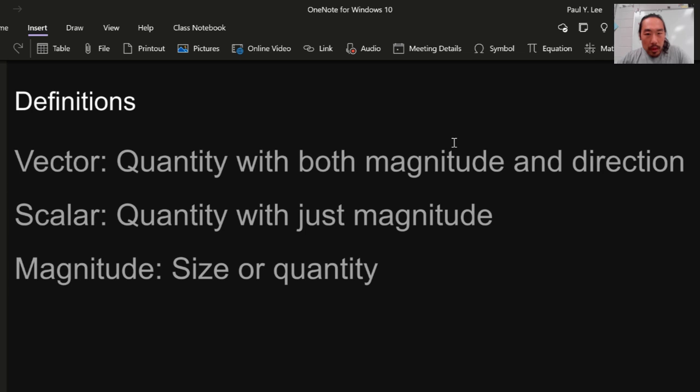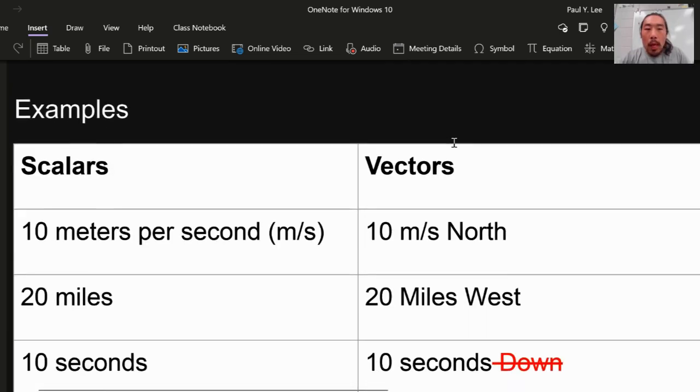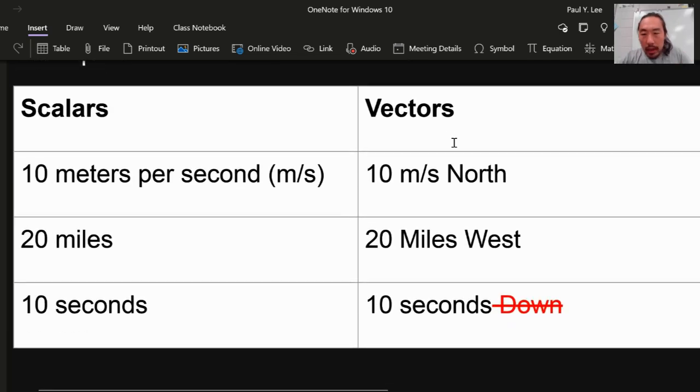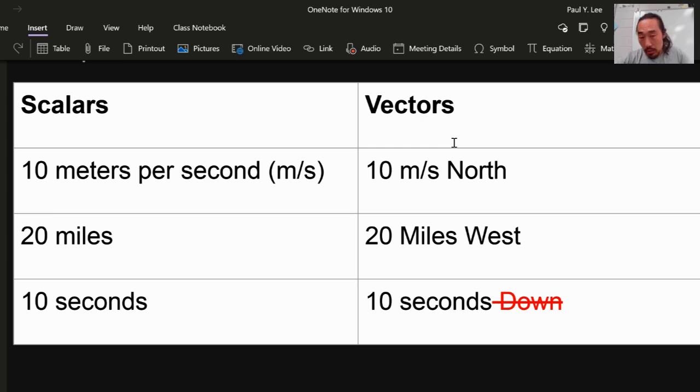And of course, all this becomes a little bit easier with some examples. Scalar is just a quantity with just magnitude, okay? And the magnitude is a size or quantity of things. So once again, it's really easier with the examples. So here's a table of the scalars and vectors. One thing I want to point out, we will be using the metric system.